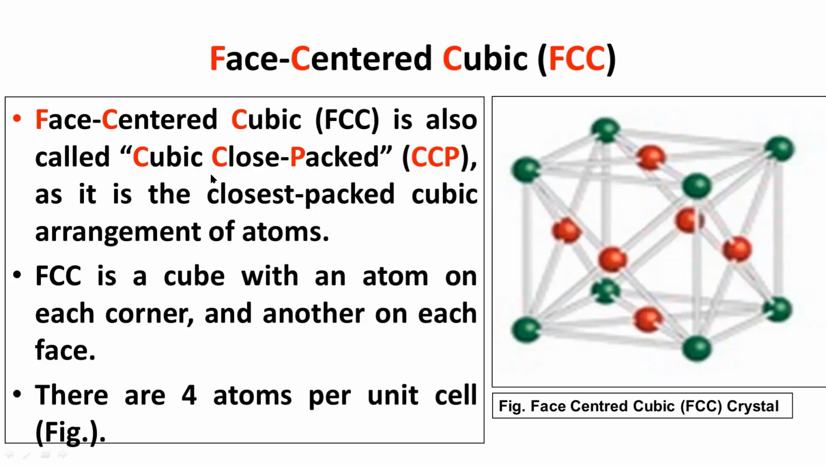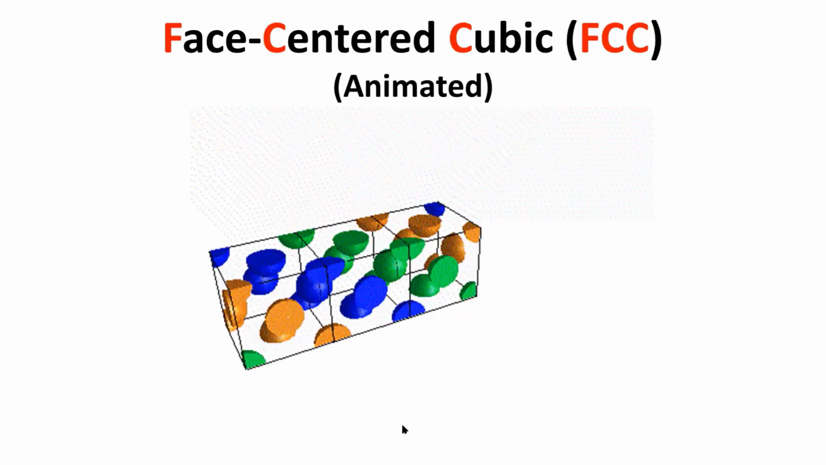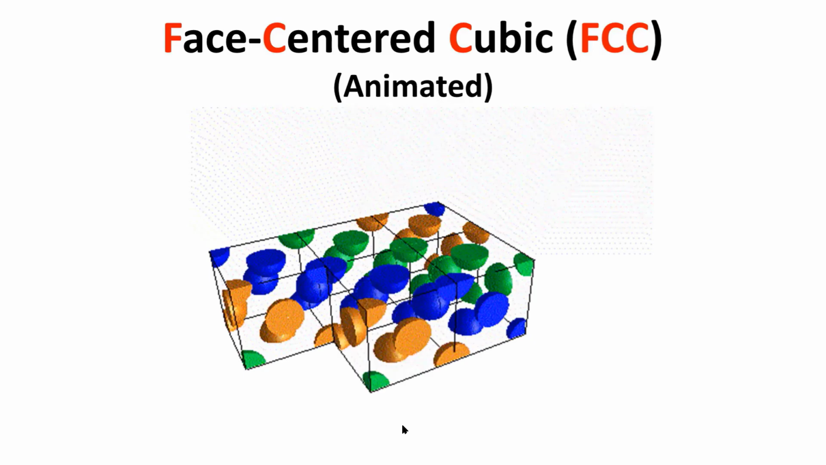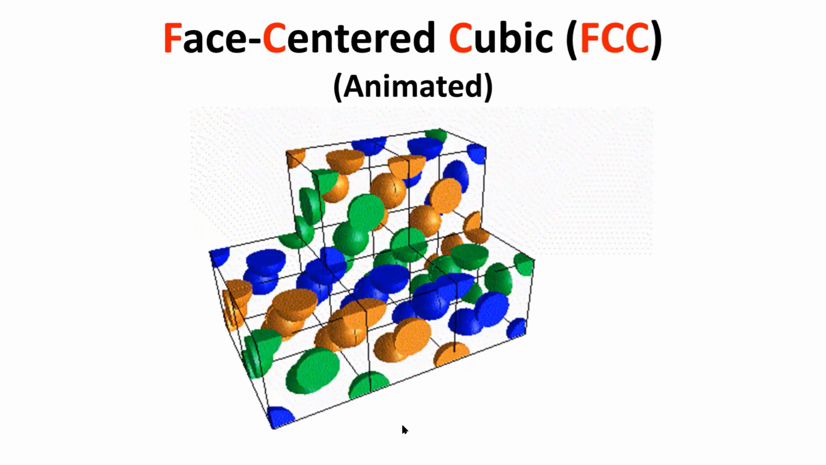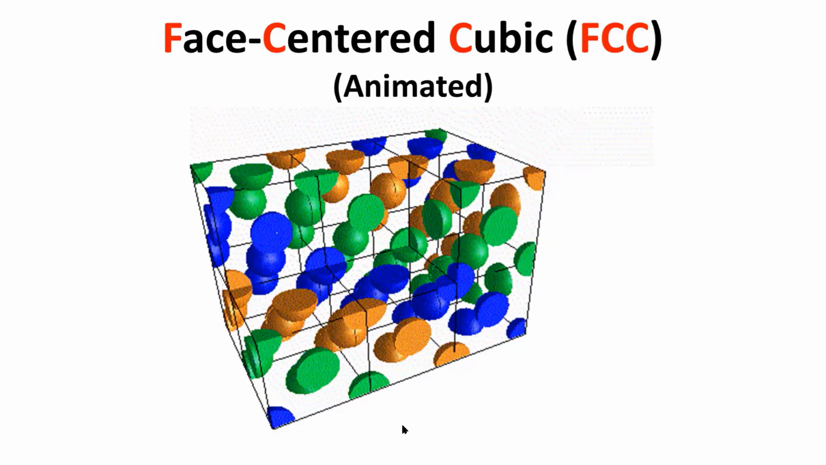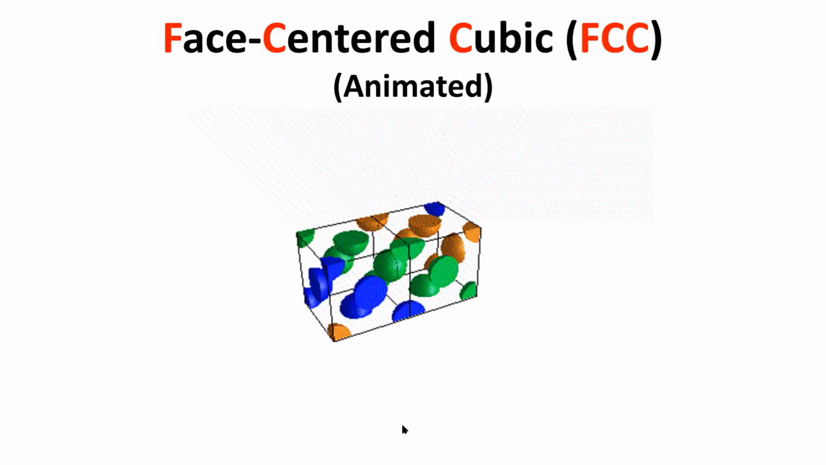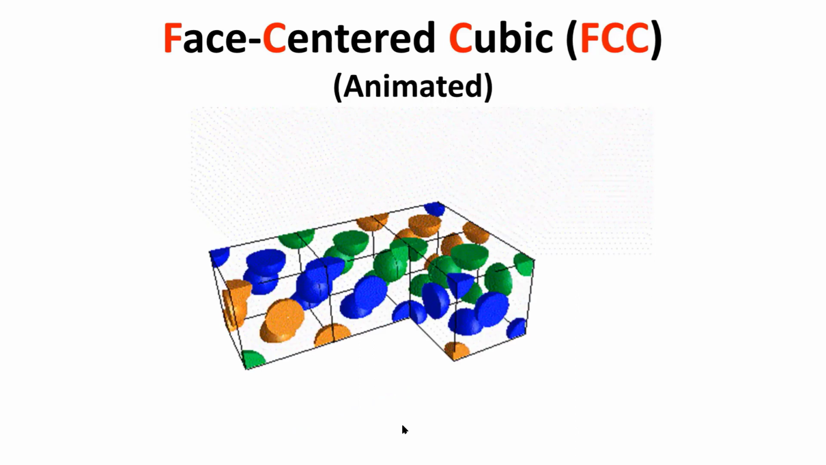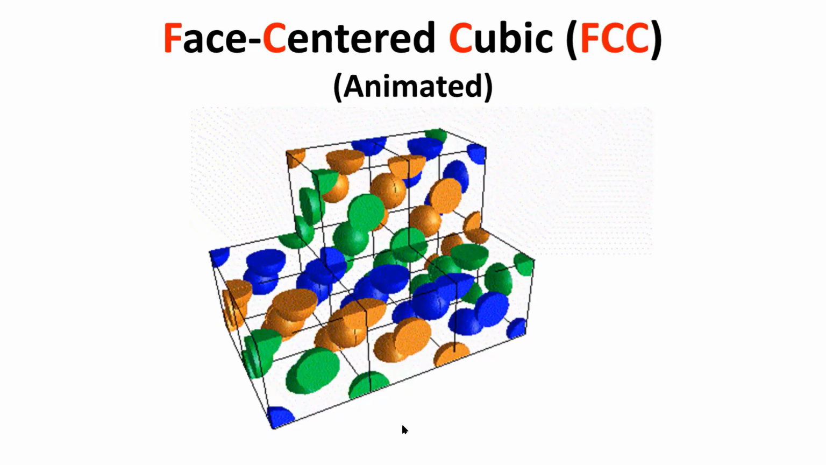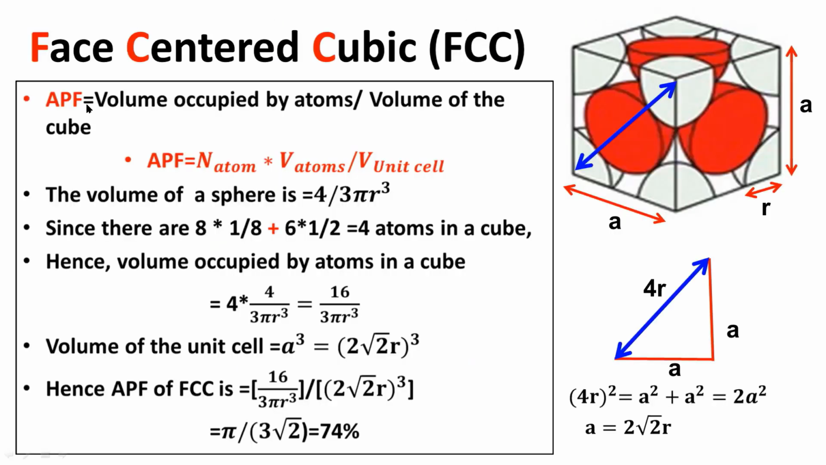Face-centered cubic is also called cubic close packed, in short CCP, as it is the closest packed cubic arrangement of atoms. FCC is a cube with an atom on each corner and another on each face. Hence there are 4 atoms per unit cell. Here is an animation of face-centered cubic, where one cube, when connected to its neighboring cube, has the face-centered half atoms completed. Similarly, the atoms that are at the edges will also get completed with the help of neighboring unit cells. Now we compute APF for face-centered cubic.